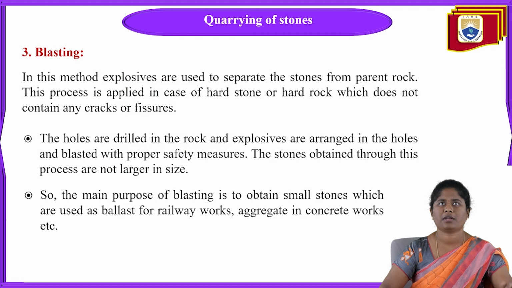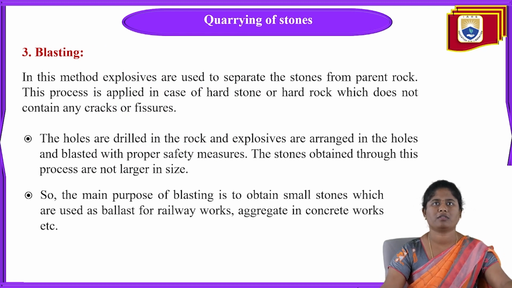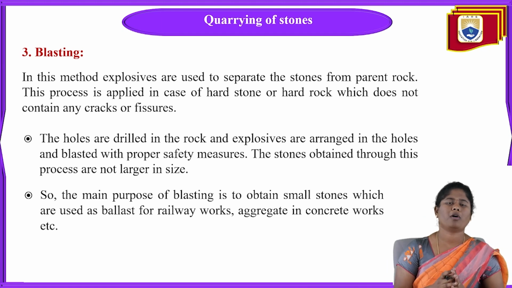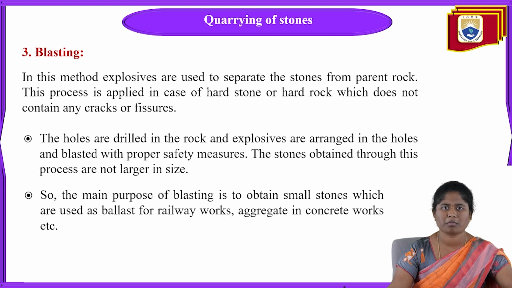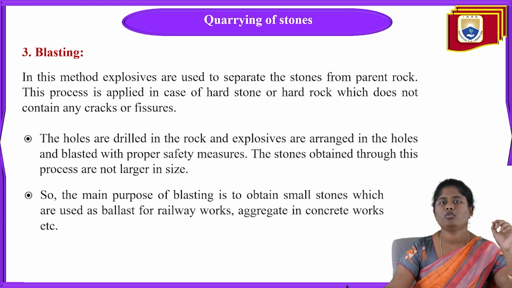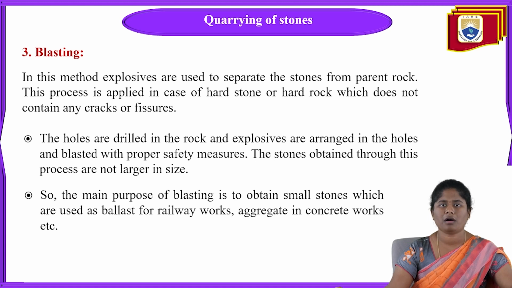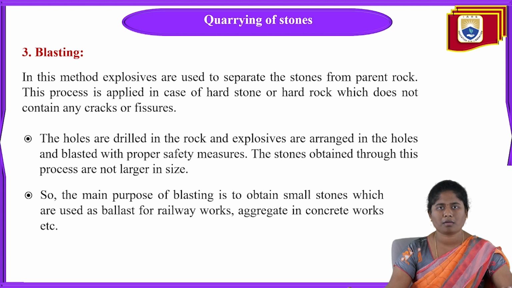Next one, blasting, and this is the last process. In this blasting process, explosives are used to separate the stones from the parent rock. We use this blasting process only for the hard rocks or hard stones. Why? Hand tools are used for the soft stones, and machinery is used for somewhat hard rocks only, but this blasting process is much easier when compared with machine quarrying.